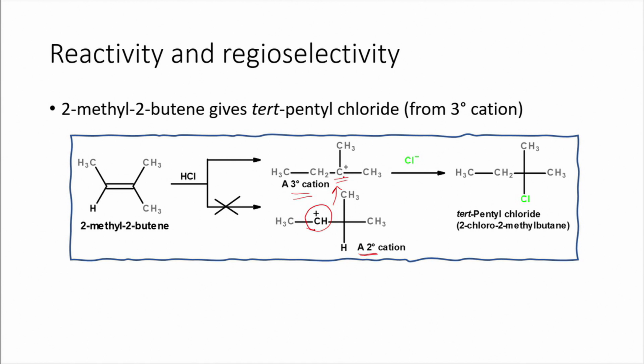Of course, the secondary carbocation can also undergo a proton shift to give the more stable tertiary carbocation. So, this stable tertiary carbocation gives our final product, which is the tertiary pentyl chloride, as shown here. This is the major product. So, this is again based on the stability of the carbocation.